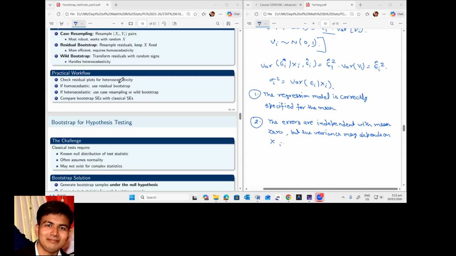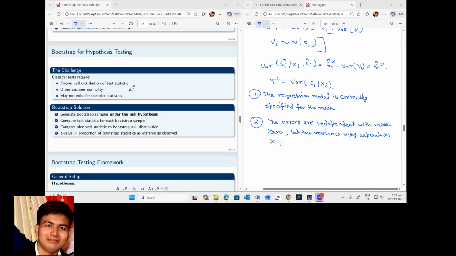What you can do further is check the residual plots for heteroscedasticity. If homoscedastic, use the residual bootstrap. If heteroscedastic, we can use case resampling or the wild bootstrap, and compare the bootstrap standard errors with your classical standard errors. After that, bootstrap for hypothesis testing. So what kind of challenges do we have here?